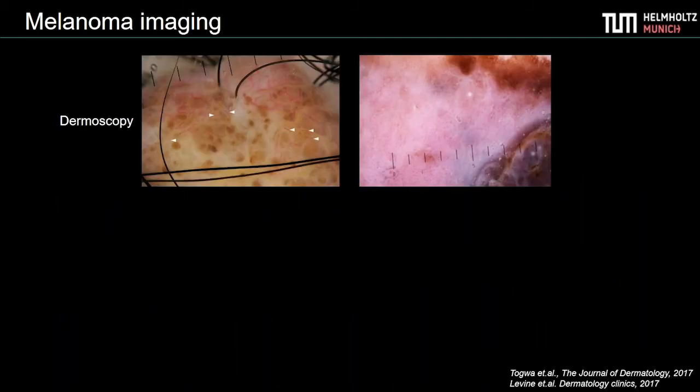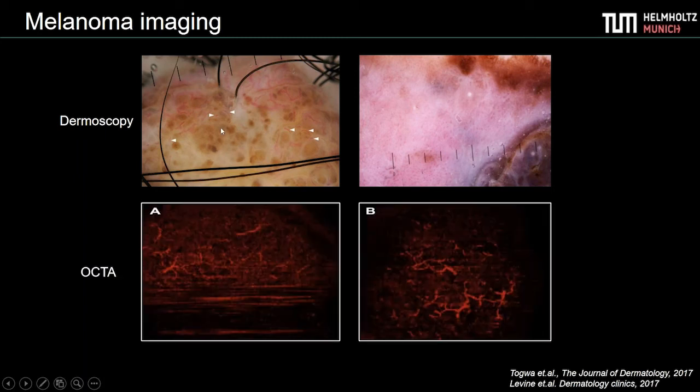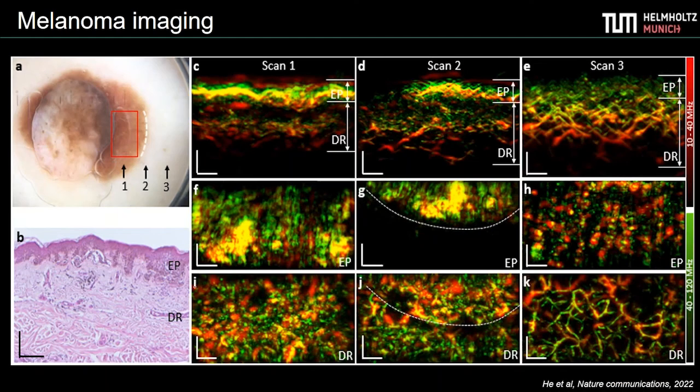There are actually some other modalities that have been used to resolve the vessel structure of a melanoma. For example, dermoscopy, which can resolve the superficial vessel structure. OCT angiography, which gives a projection image, and as we know, for pigmented lesions, OCT angiography can only resolve vessel depths up to 500 micron. So when it comes to our RSOM imaging, we have tried for the first time to measure a melanoma from a patient's back. Here's a picture of the lesion.